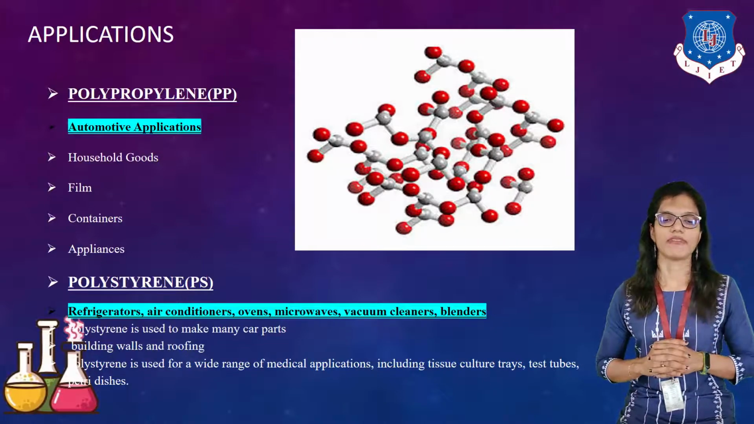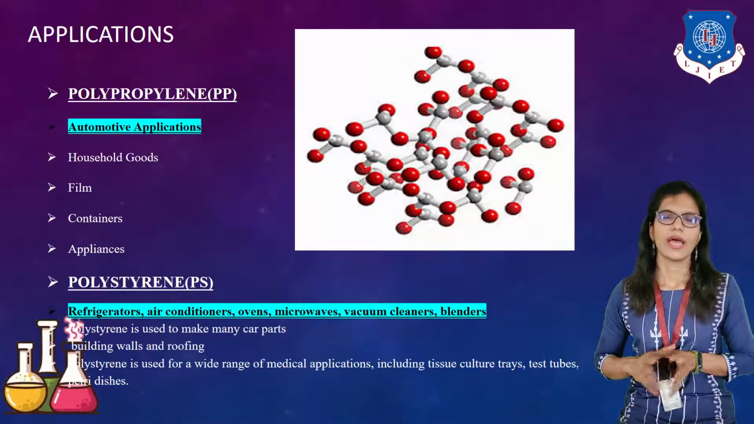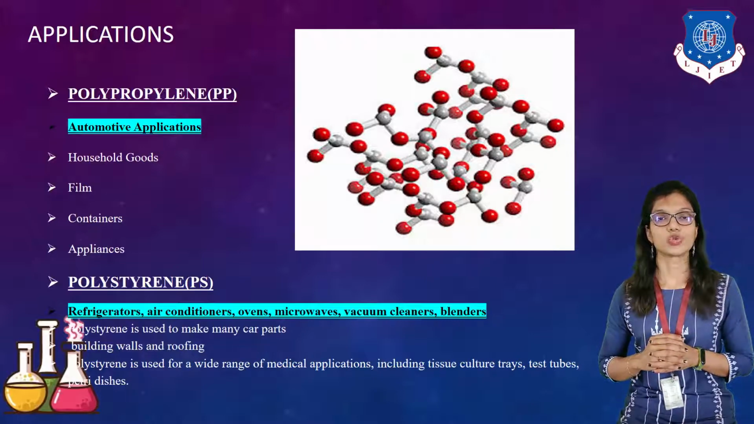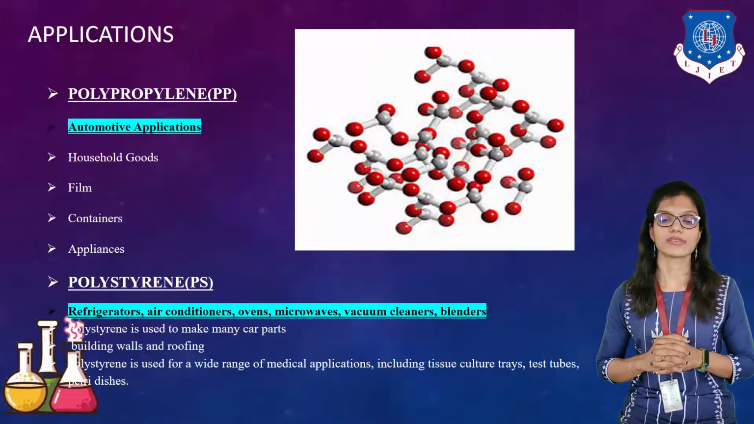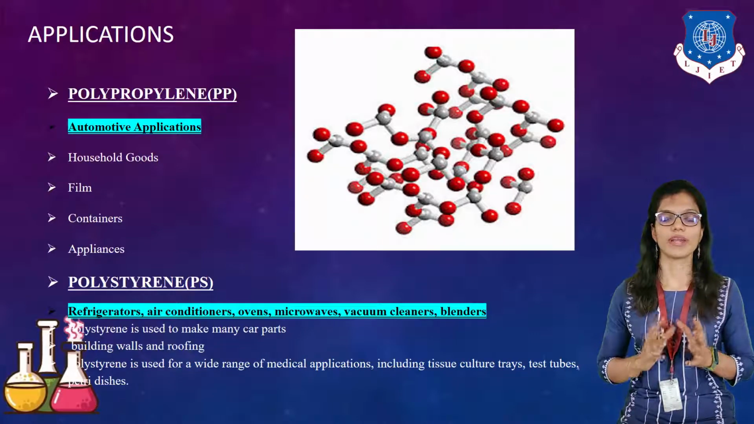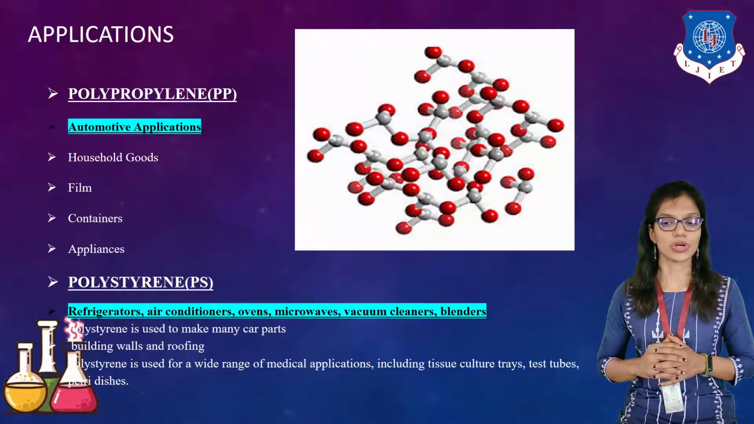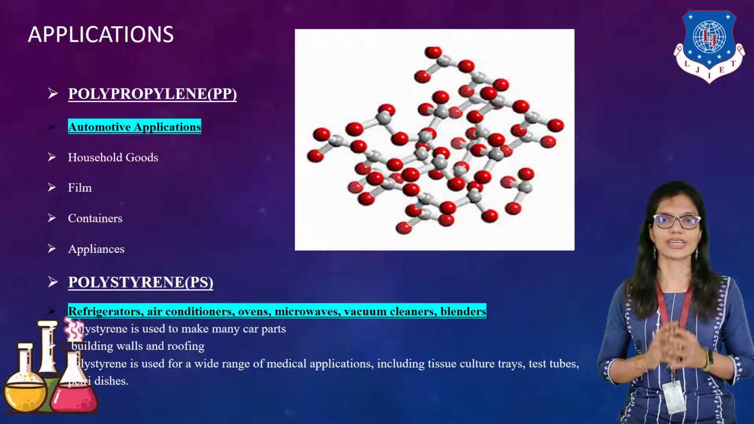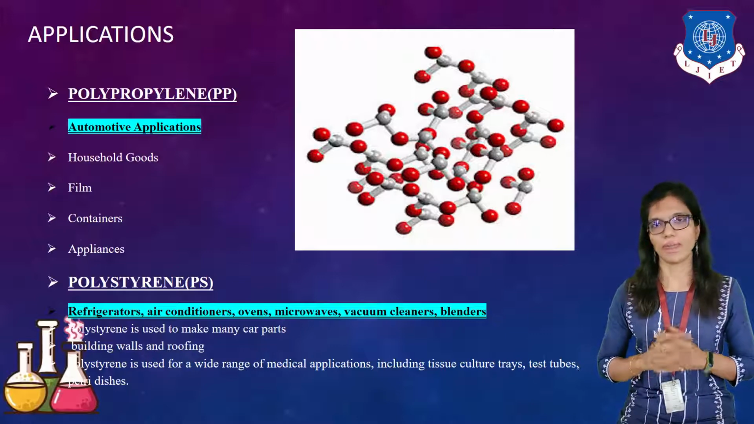Likewise, another one that we will have here is polystyrene. Polystyrene's short form is PS. So PS is used in refrigerators, air conditioners, microwave ovens, vacuum cleaners and blenders, that is hand blenders. It is used to manufacture many car parts, building walls, building roofing. Polystyrene is used for a wide range of medical applications, including tissue culture trays, test tubes and petri dishes. It is widely used to manufacture such kinds of medical equipment.